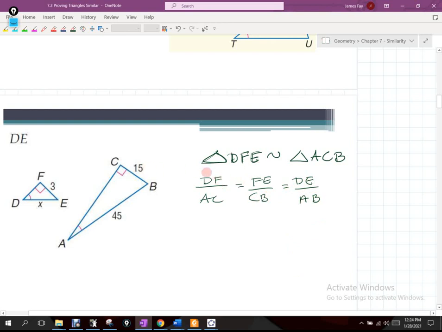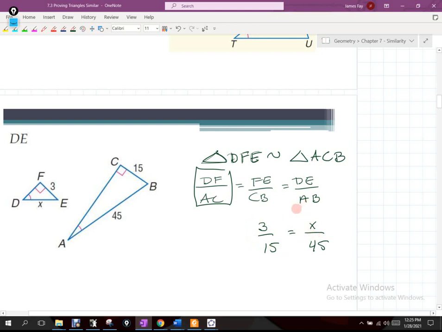And now I know 4 of these 6 components. So I'm going to go fill those in. DE, they tell me is X. FE was 3. AB was 45. And CB is 15. So it looks like I don't know anything about those 2 things. But when I do that, it's an extended ratio, extended proportion, I guess. I fill those in, and I get down to this right here, correct?